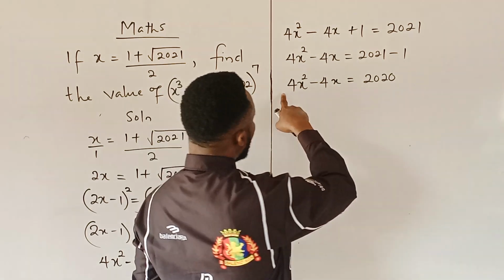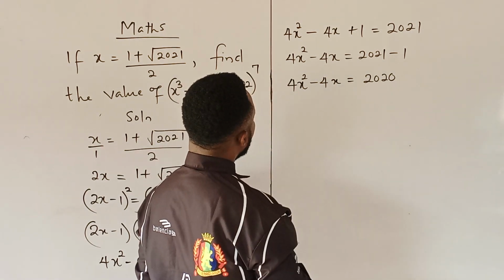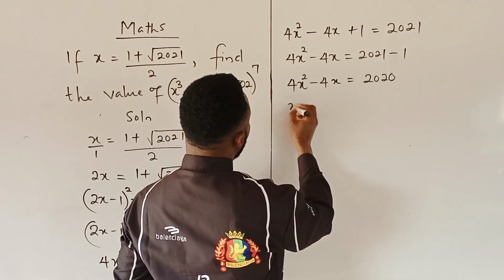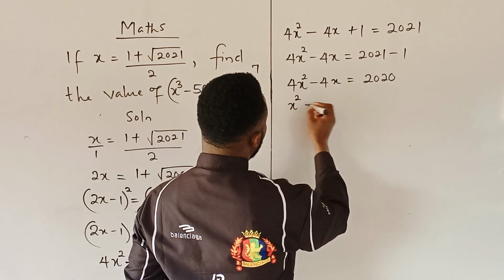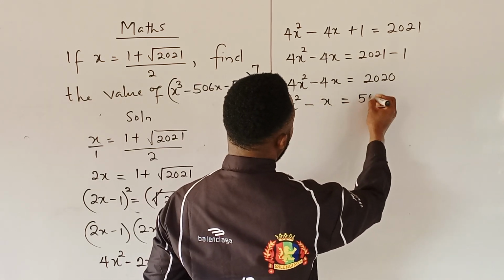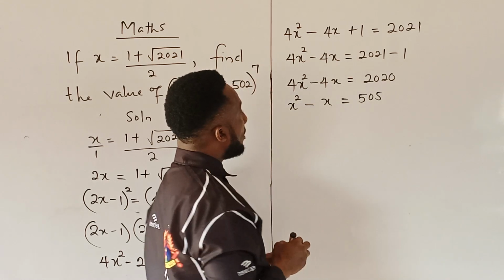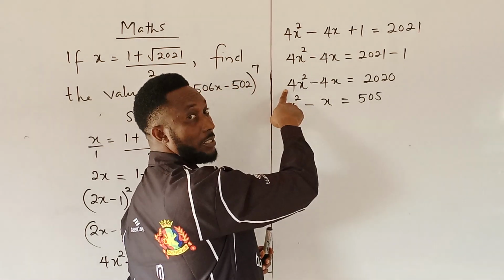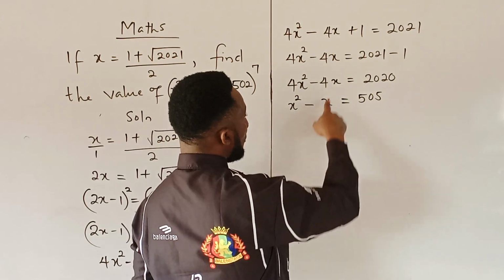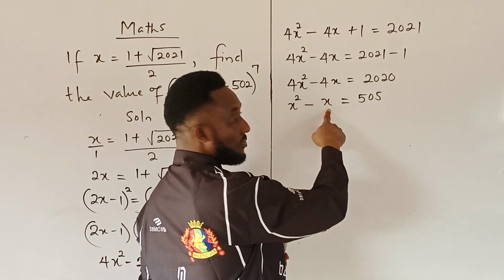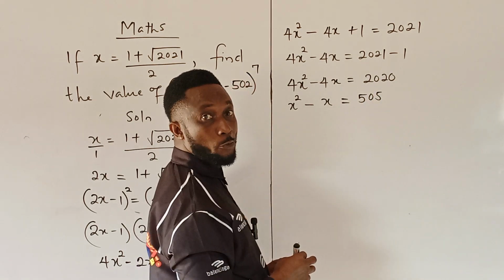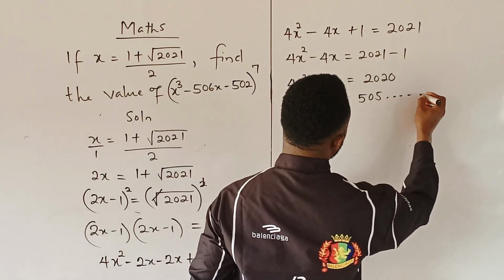No, sorry. If I divide each term by 4, not 4x. Sorry for that. If I divide each term by 4, I'll be having s squared minus x equal to 505. What I've done here is to use 4 to divide the 4s squared. S squared will be left. Use 4 to divide 4x. S will be left. Use 4 to divide 2020. That will give us 505. I will call this one equation number 1.